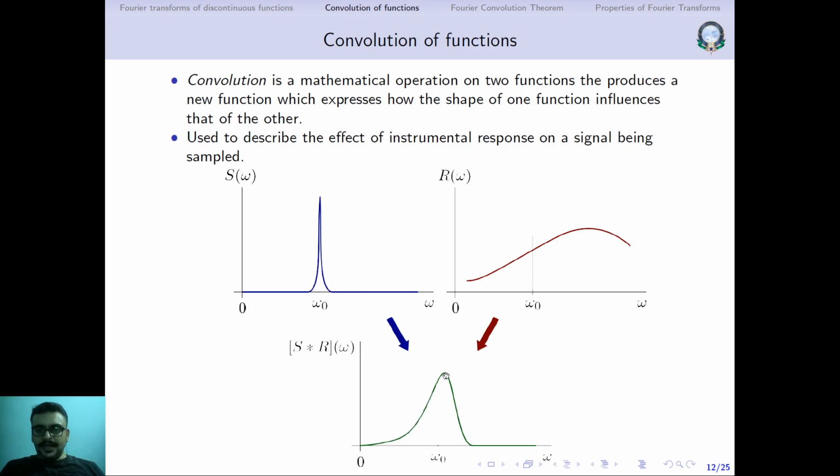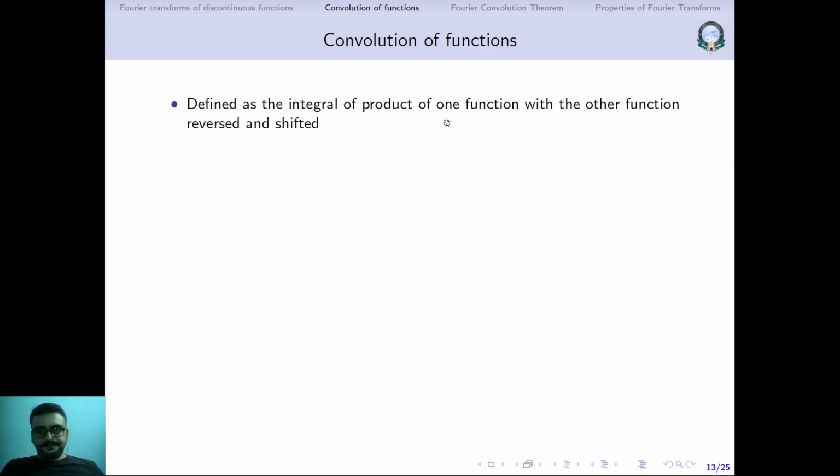And of course, the fact that the response is towards the higher frequencies means the signal is also skewed towards the higher frequencies. So basically these two functions are influencing each other's shape, and this is the result that we get. This is what we call the convolution of these two functions. So this is basically what convolution is, and it has tremendous practical applications almost everywhere.